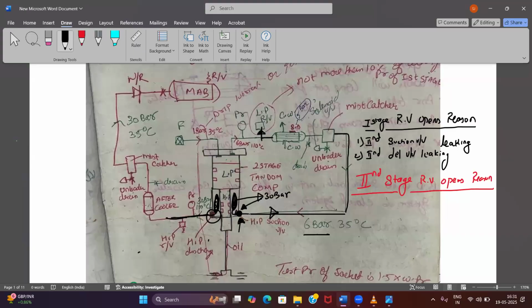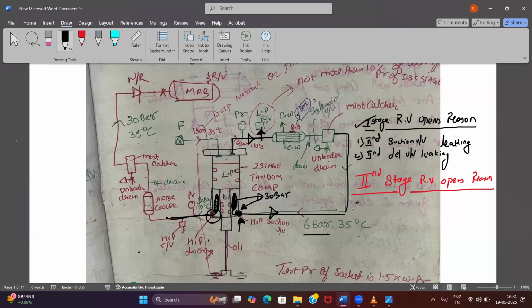If the suction valve is not opening, then the line pressure will keep on building up. And then again, the relief valve will lift up. Understood, sir. Agree? Yes, sir. Thank you, sir.